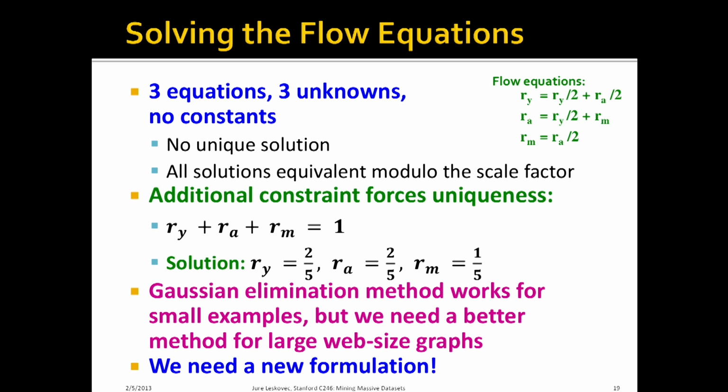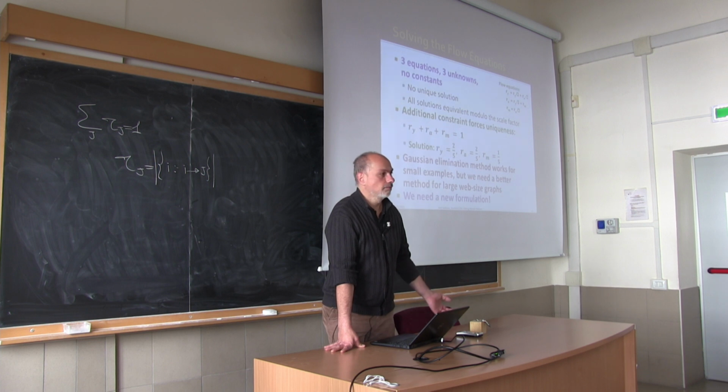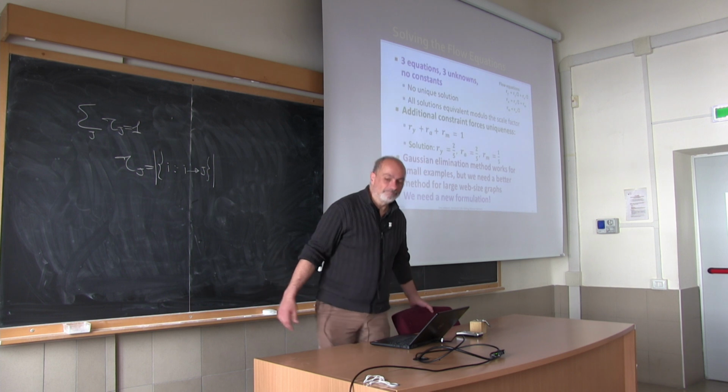Okay, you can do that by hand. That's not what you want to do when you actually have a matrix in which every unknown corresponds to a vertex in the web graph. Because in that case, you will have billions of equations with billions of unknowns. That's not something you want to do with Gaussian elimination. What can I do? No Gaussian elimination.